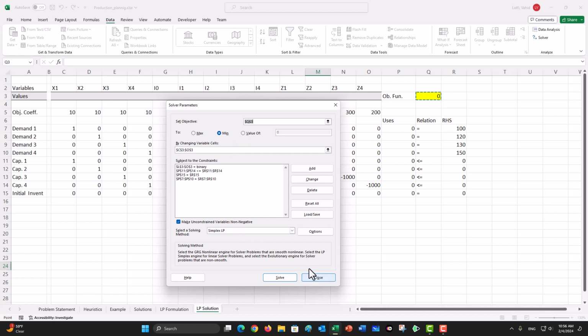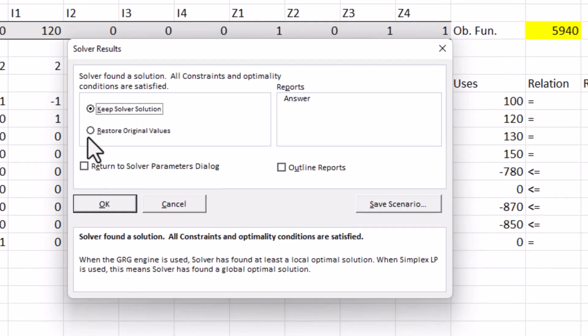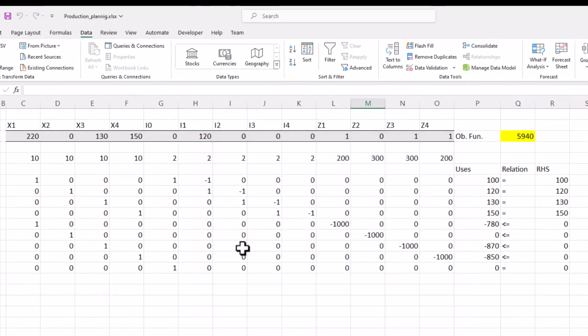I can go ahead and solve, and you will see that solver produced a feasible solution, reached optimality. We'll click OK, and now we'll discuss the solution. We can see that solver produced 220 units in the first period. The demand was 100, so 120 units were carried as inventory.